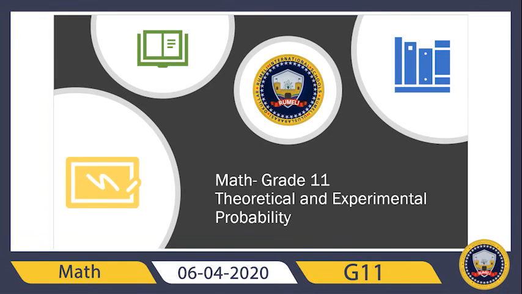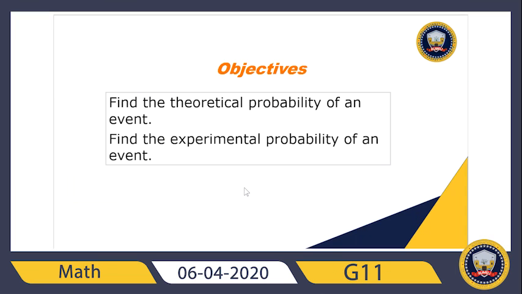Everyone, today we will talk about a new topic, which is probability. We have two types of probability: theoretical probability and experimental probability. The objective of this course is to know how to find the probability of one event. As we said, we have two types of these probabilities, so we will learn how to find this probability.